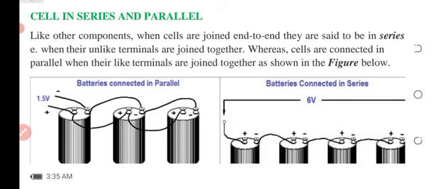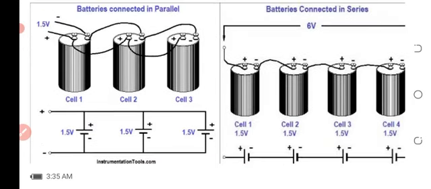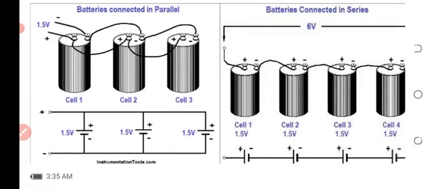And what is the effect of this connection in the cell? When cells are connected in parallel, the value of equivalent voltage or potential difference across them is equal to the value of one of them. For example, consider the diagram in the first part of this. When batteries are connected in parallel, we have cell 1 having 1.5 volts, cell 2 having 1.5 volts, and cell 3 having 1.5 volts. But the combination of the three in parallel will only give us 1.5 volts because they are connected in parallel.